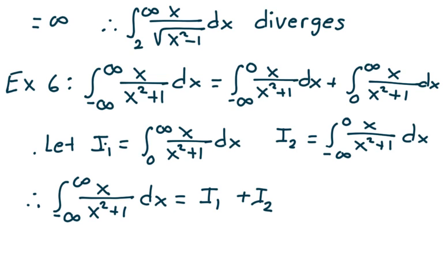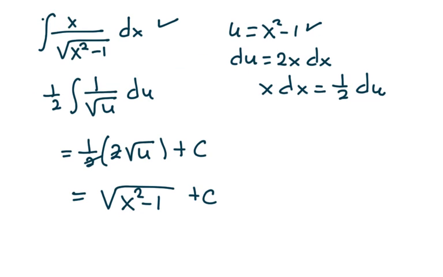Okay? Now, if I could show that I1 diverges, I am finished. So there's no need to go any further because once one integral diverges, the whole thing diverges. And so let's come over here.